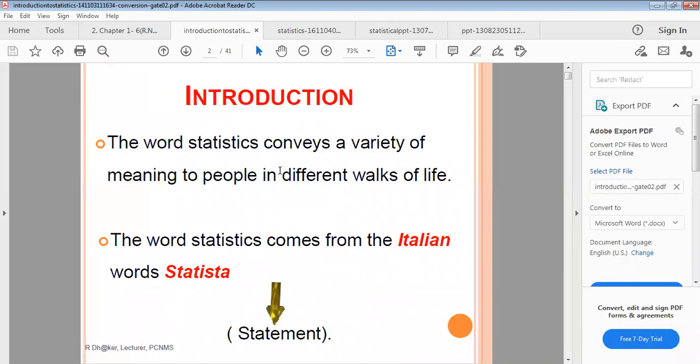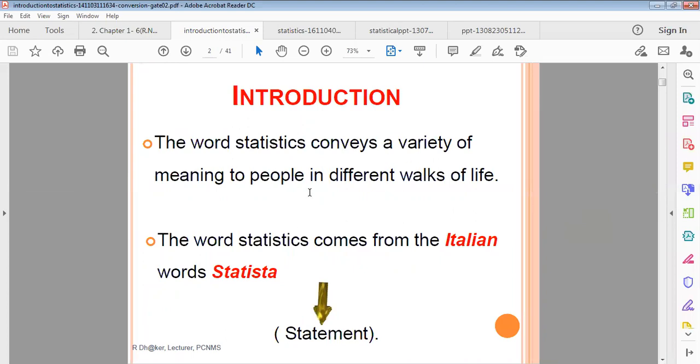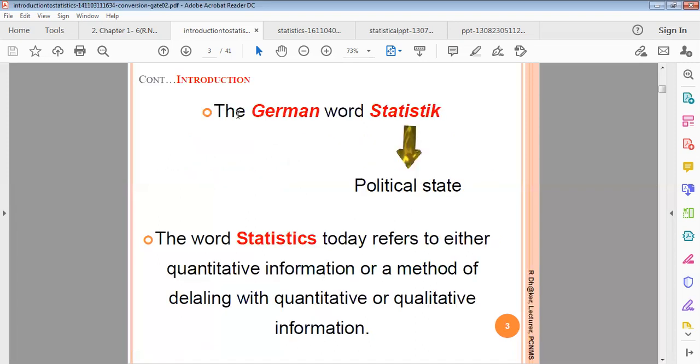Okay, introduction to statistics. First of all, as an introduction, the word statistics conveys a variety of meaning to people in different walks of life. On the other hand, the word statistics comes from the Italian word statista. Statista means statement. And another part of the word, German word statistik, which means political state. Actually, this statistics, state plus tistic, is from Greek words.